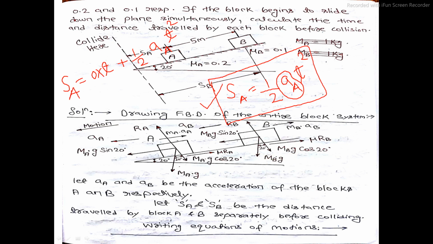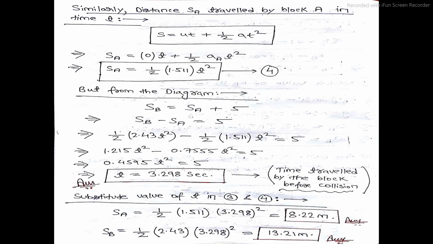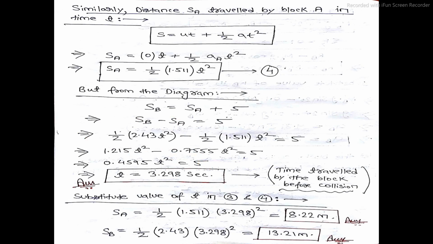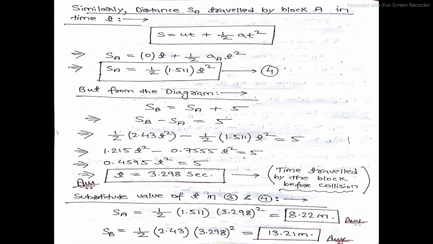So let us find out what we will be left with. We will be left with SA is equal to 0 into T, which is 0, plus half into AA, and AA is 1.511, into T square. Let this be equation number 4. So we have written the distance travelled by block B, that is equation number 3, half times 2.43 into T square, and the distance travelled by block A, that is SA is equal to half times 1.511 into T square.